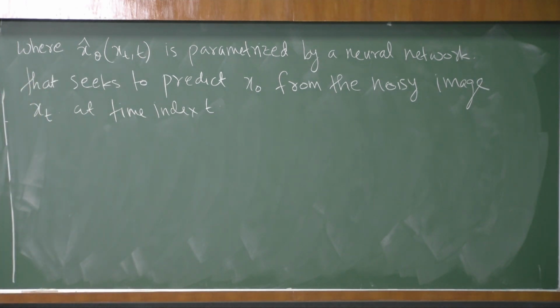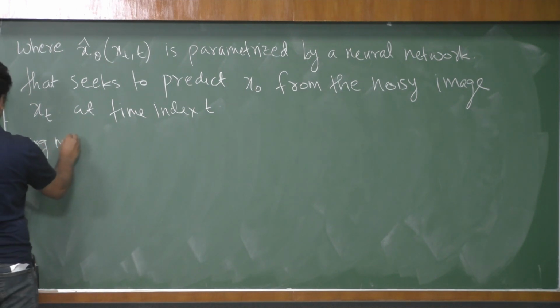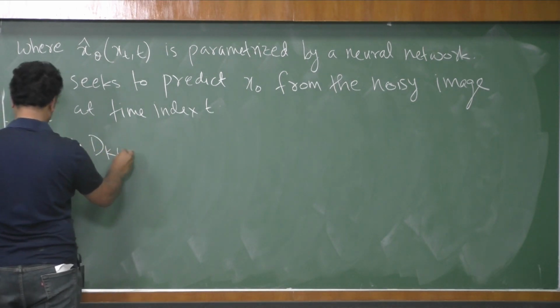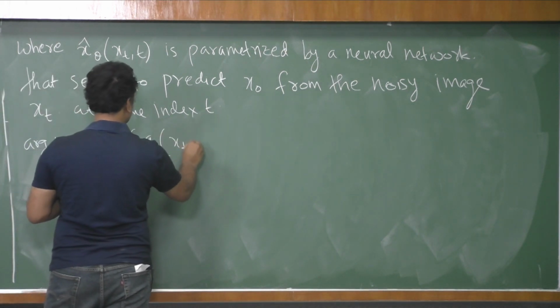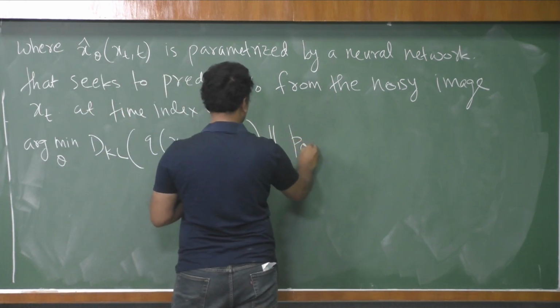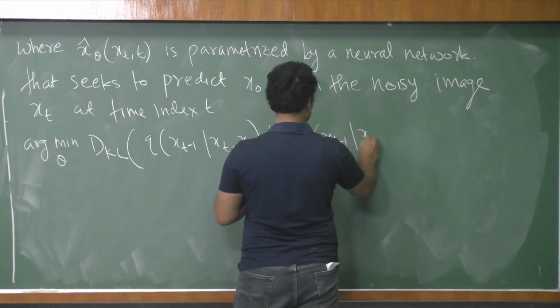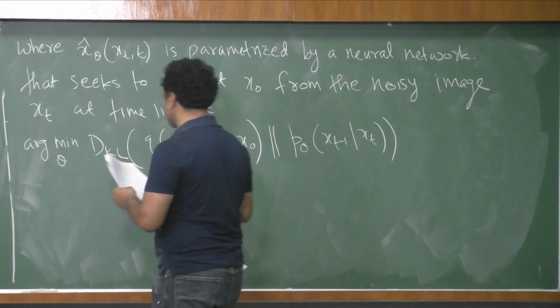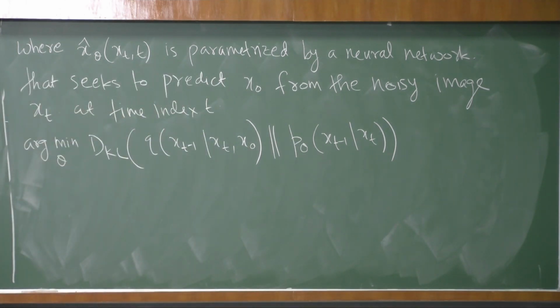So with this choice of the mean that we have, now we can put this in the KL divergence expression, and then we will see what this means. So this implies arg min over theta of D_KL of q(x_{t-1} | x_t, x naught) and p theta (x_{t-1} | x_t). We saw in the previous derivation that we ended up with the norm of mu q minus mu theta squared.